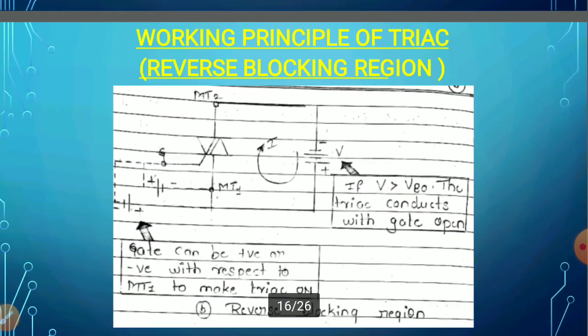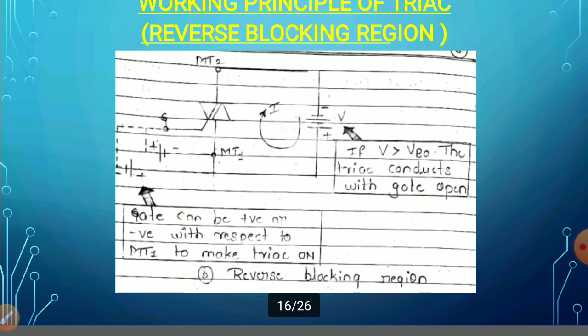Then what happens in the case of the reverse voltage? In the case of the reverse voltage, the main terminal 2, that is MT2, is made negative with respect to MT1. Again, if I take the gate as open, or I am not applying any voltage across the gate terminal, then as I go on applying the negative voltage across MT2, the reverse voltage, initially a very small current will be flowing, that is the leakage current, and I go on applying the voltage.